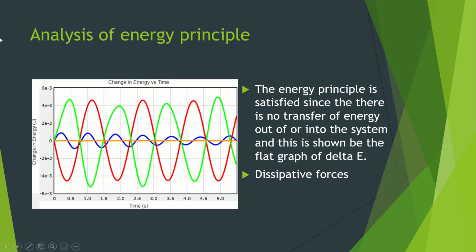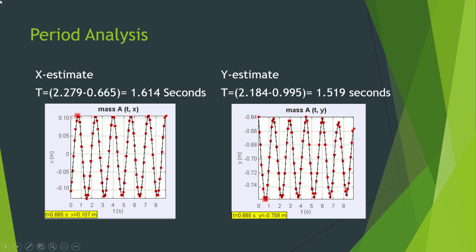Then we move into the analysis of the energy principle. Since the energy principle is satisfied, there is no transfer of energy into and out of the system. This is shown by the flat graph of delta E. So we know that all the energies cancel out, which means that the system is not receiving or giving energy to the surroundings. It is a closed system, which implies that delta E equals 0, and it meets that. But if we were to look at the actual versus the predicted, we would be able to see some dissipative forces.